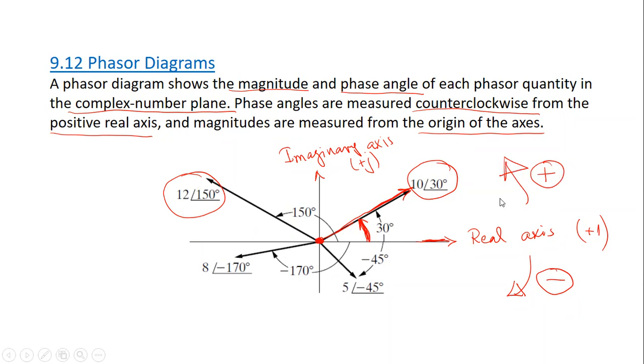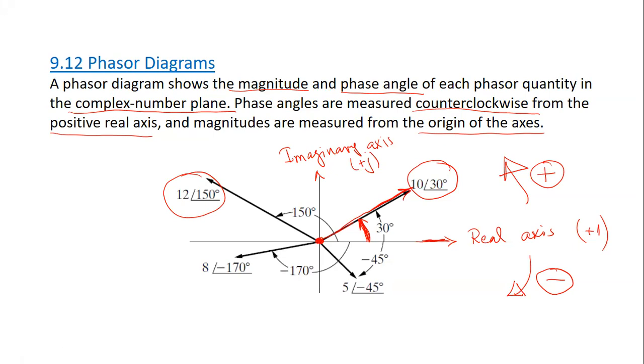the counterclockwise direction. So I'm starting from this point and going up in the counterclockwise direction, and I'm measuring an angle of 150. And at this angle, I will draw a line, the length of which is 12 units, starting from the origin, 12 centimeters or whatever. So this will be 12 into 150 degrees.